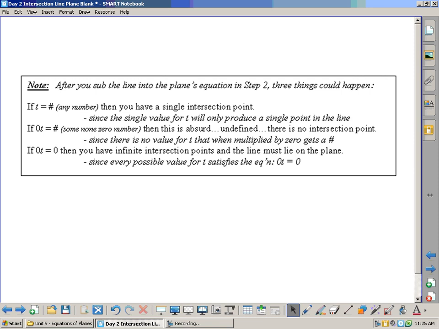And it's too difficult for us to predict that. So we just do these same steps every single time. We take the line, put it in parametric, sub it into the scalar version of the equation, solve for t, and you got three choices. If t is a number, great. Plug it in, you get a single point. If 0t equals 10, that's absurd. And then it's impossible, so you have no intersection point. Or you get 0t equals 0, which has infinite possible answers, so you have an infinite intersection of points.